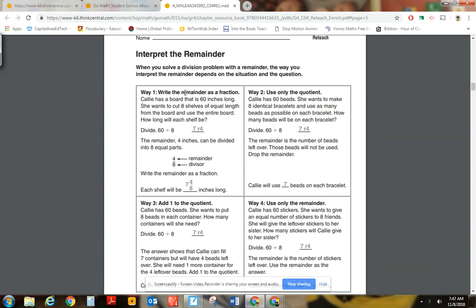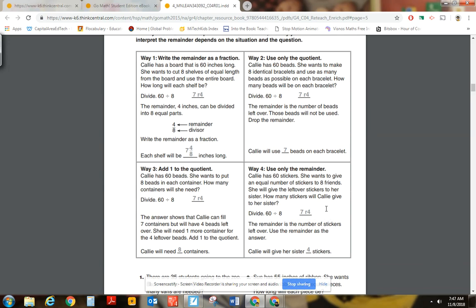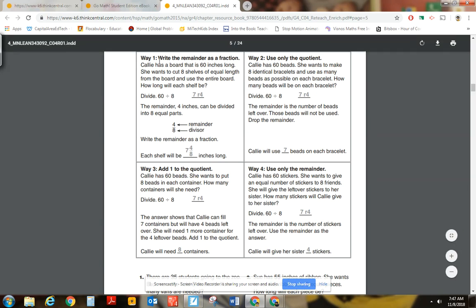We can write the remainder as a fraction. We can only focus on the quotient and not use the remainder. We can add 1 to the quotient, and we can use only the remainder. So it really varies depending on what the question is asking. So this first way is to write the remainder as a fraction.